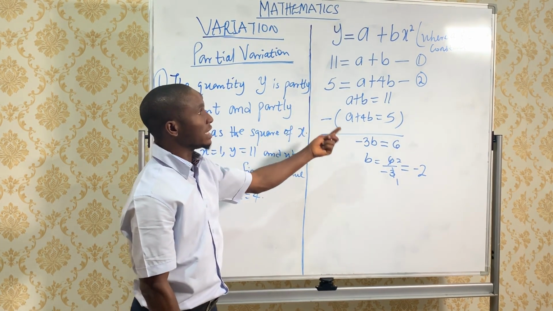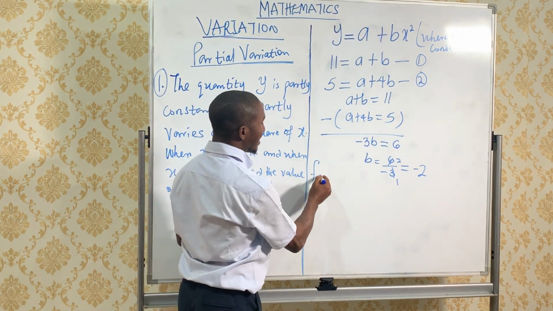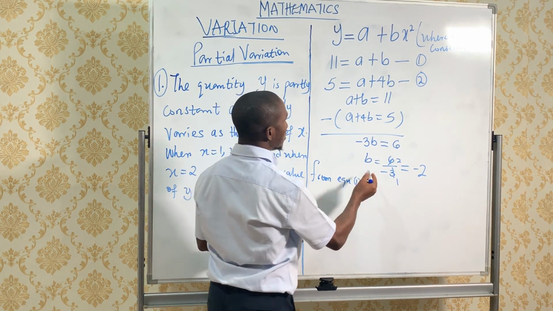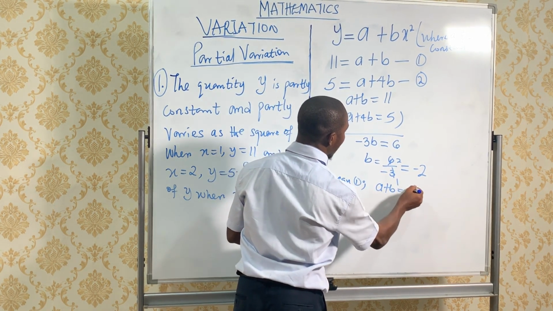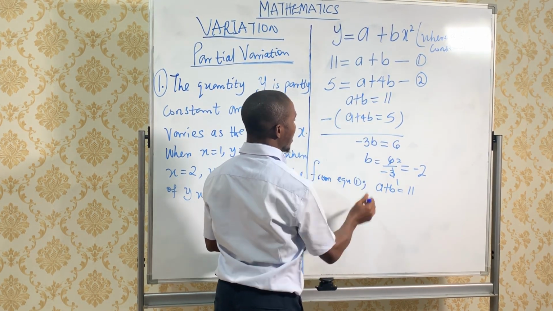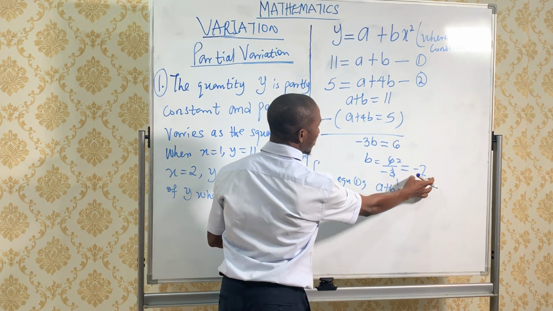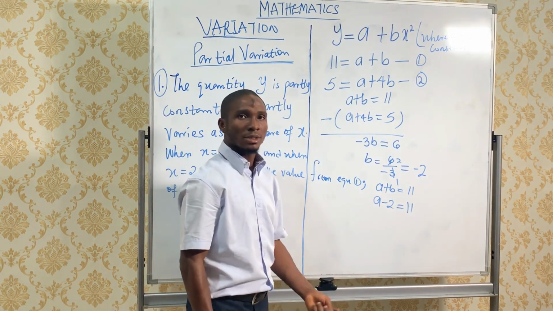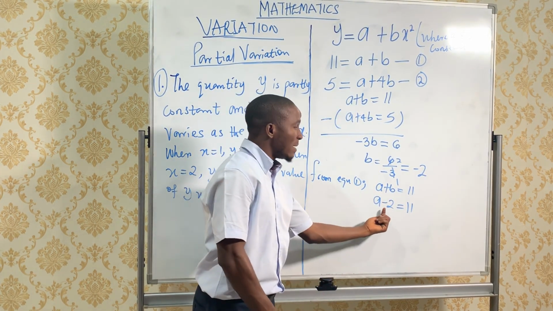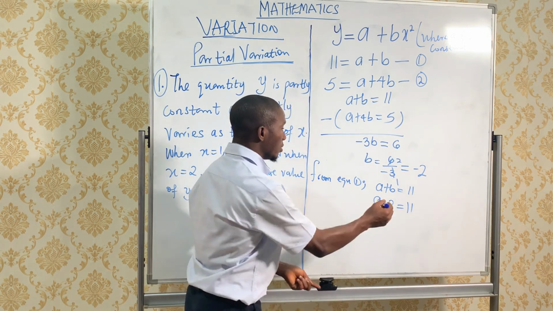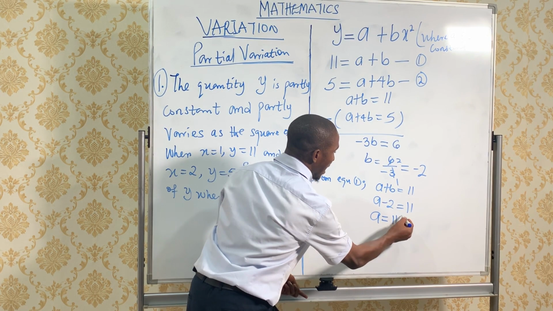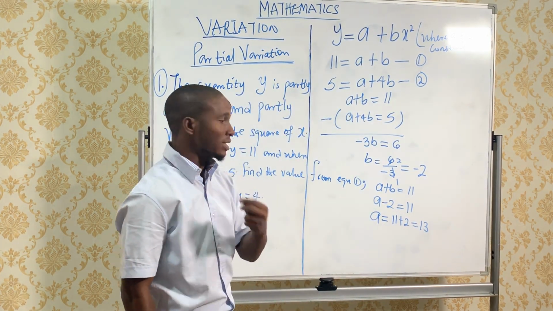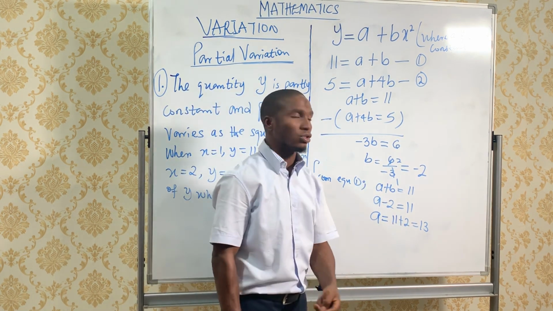So we can use any of the equations to get our a. From equation 1, we can get our a. Equation 1 is a plus b equals 11. b is now minus 2, so a minus 2 equals 11. Since we are looking for a, we can transfer minus 2 to the other side of the equation. So a is equal to 11 plus 2, which is equal to 13. Now, we've been able to get our two constants: a is 13, while b is minus 2.